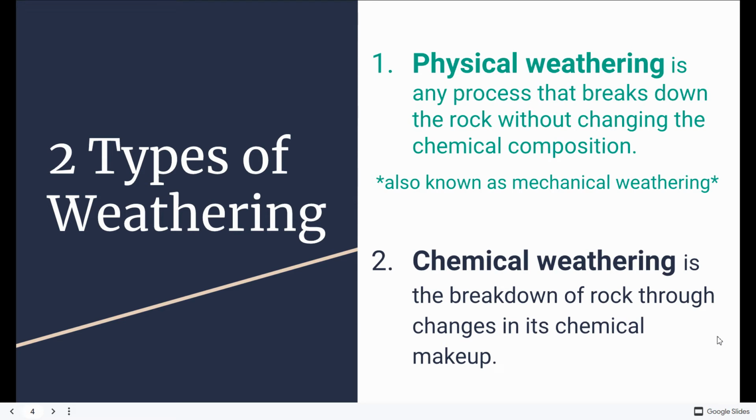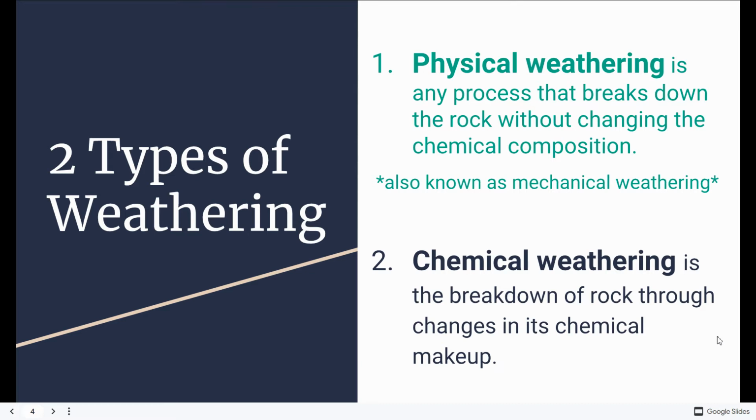All right, so we have 2 types of weathering that we're going to talk about. We have physical weathering and we have chemical weathering. Physical weathering is also known as mechanical weathering, and it's the actual physical breakdown. So smashing something, chipping away at something. It breaks down the rock into chunks, but it keeps the rock with the same chemical composition. So it's still that same rock. It doesn't change what it's made of, it just changes the size and shape of it.